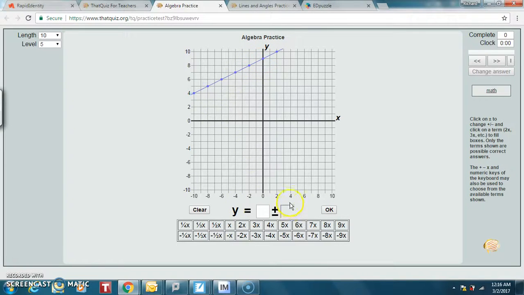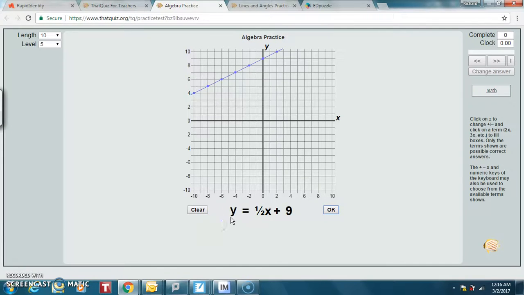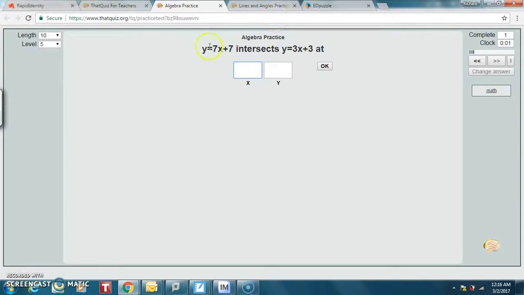And the y-intercept on this one would be 9, and it would be positive, and so the students would enter that, and then they would figure out that the slope is up 1 and over 2, so they would say that the slope is 1/2 x. They would click on that, and they would hit OK. They might have a question where they have to figure out where two lines intersect, and they would do that algebraically and enter the x and y value.